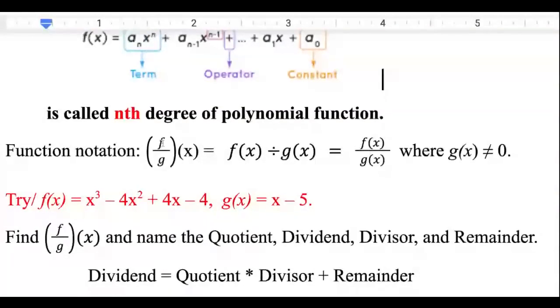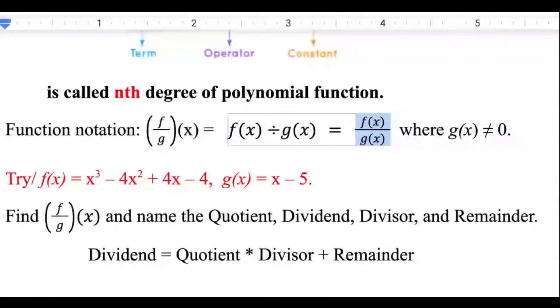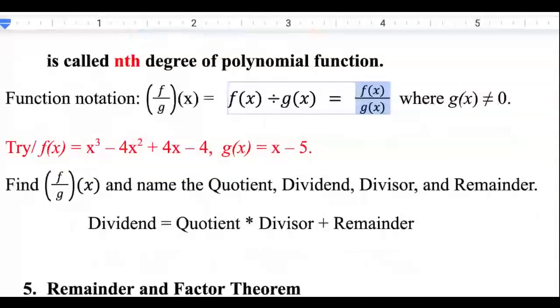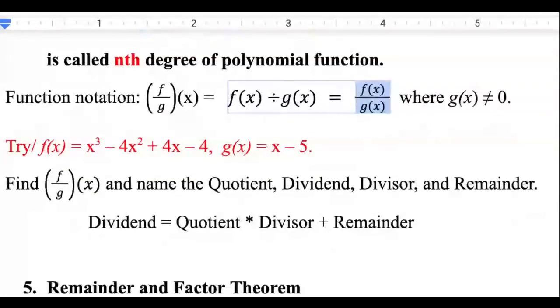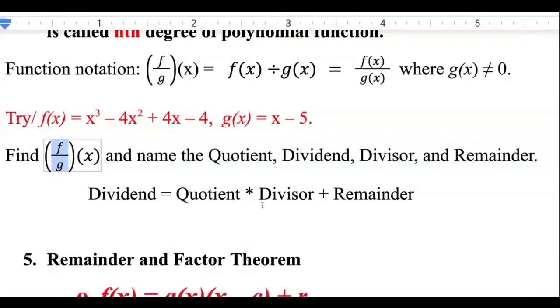You have two functions, f divided by g, right? Or can be written this way or can be written this way. And we require function g not 0, because we don't divide anything by 0. Let's see this case. F is defined as polynomial degree 3. G is defined as a linear. So we want to find f divided by g.